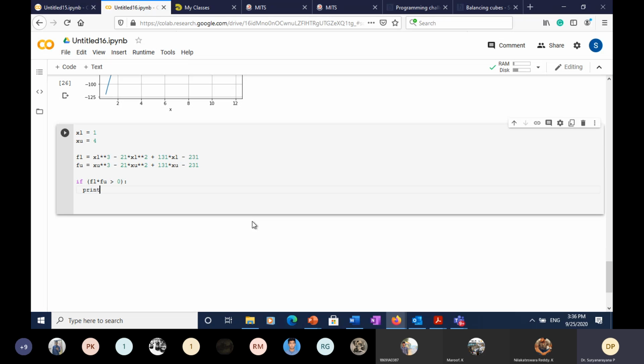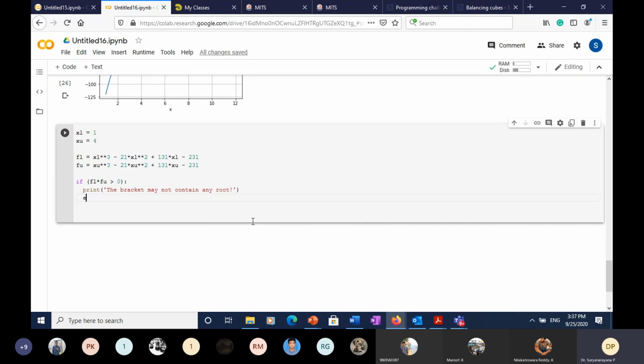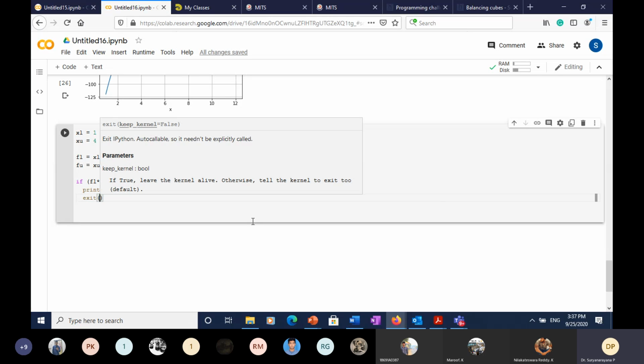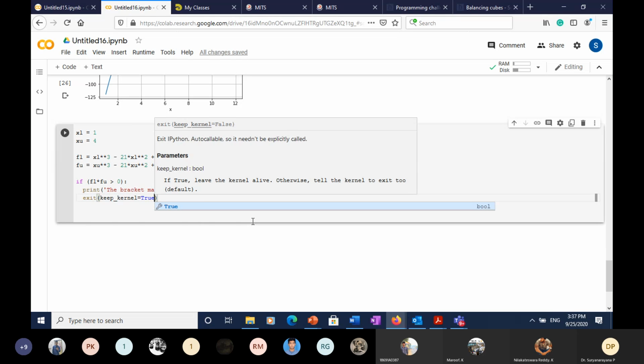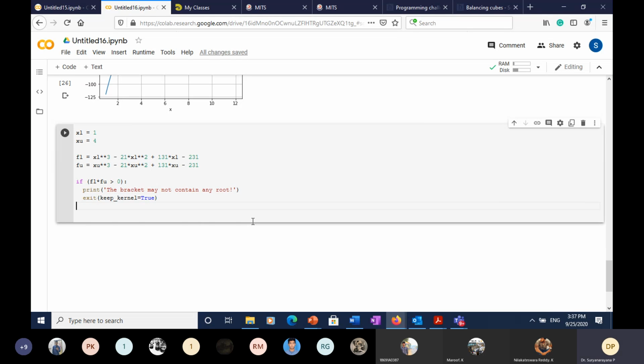Then if that is the case, we'll simply print that the bracket may not contain the root, any root. And then there's no point in proceeding. We'll stop here. I think it's called exit, and keep kernel equals to 2. So we'll not proceed. We'll say, okay, forget about it.